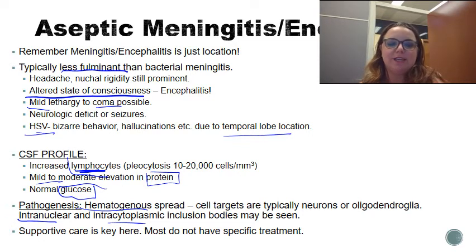Supportive care here is the key. We typically don't have that many specific treatments that are going to be able to help out a patient should they have something more specific.